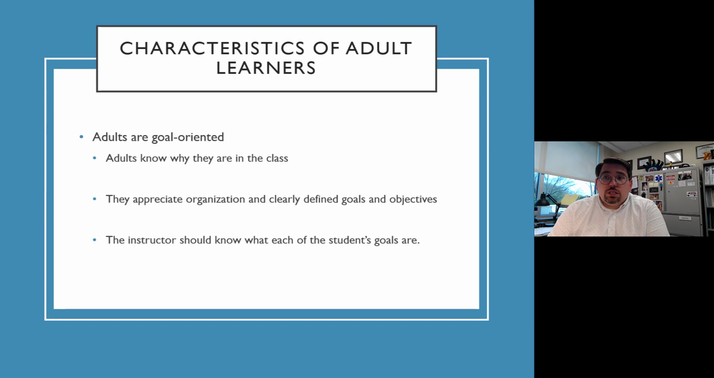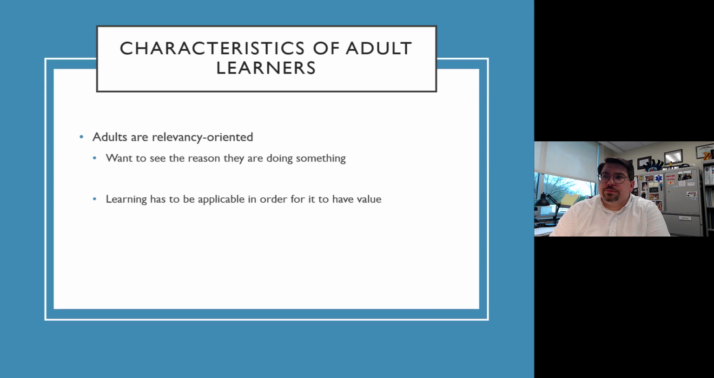We know that adults are going to be goal-oriented, right? They typically know why they're there. They generally appreciate when things are organized and clearly defined. And the instructor should know what each of the students' goals are, right? Because oftentimes by determining what your goals are and the students' goals, and if there's any conflicts, they may actually help you determine if there's any conflicts within your own expectations, right? Making sure that you guys are all on the same page.